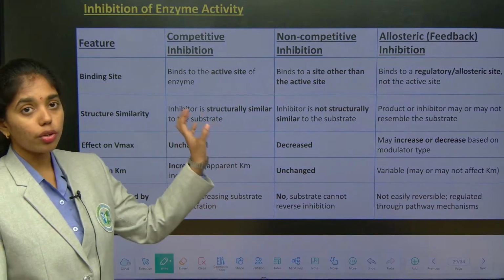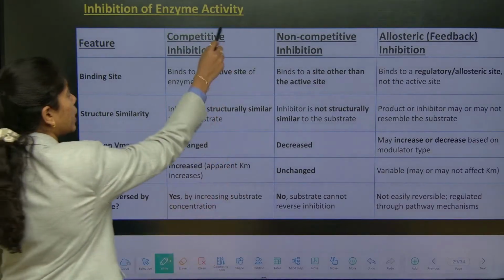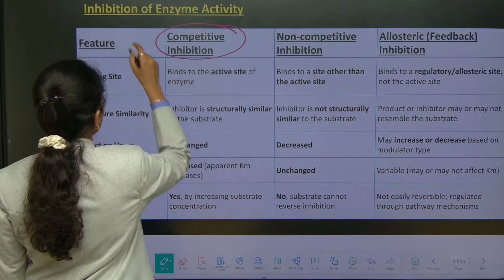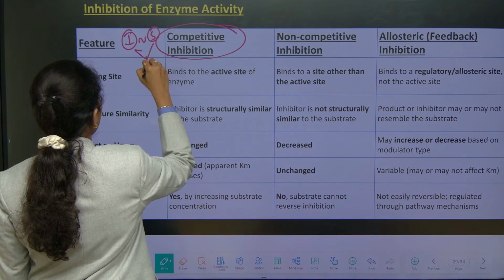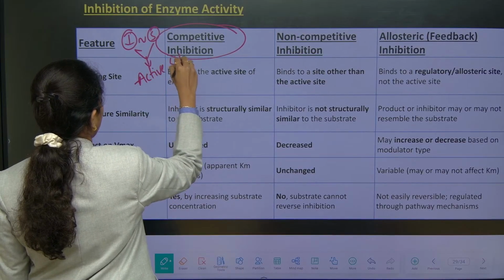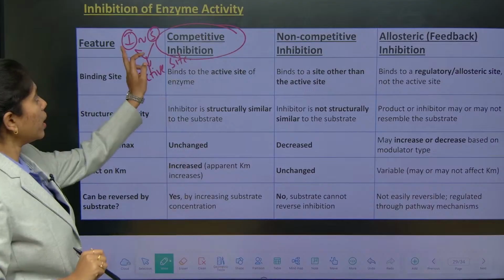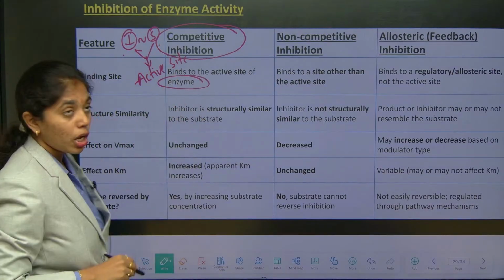First, I will explain 3 different modes, like what are the types of inhibitions. Competitive inhibition is, here the inhibitor will compete with the substrate to bind to the active site of the enzyme. Fine, right? Here the competition is between inhibitor and substrate to bind to the active site of the enzyme.